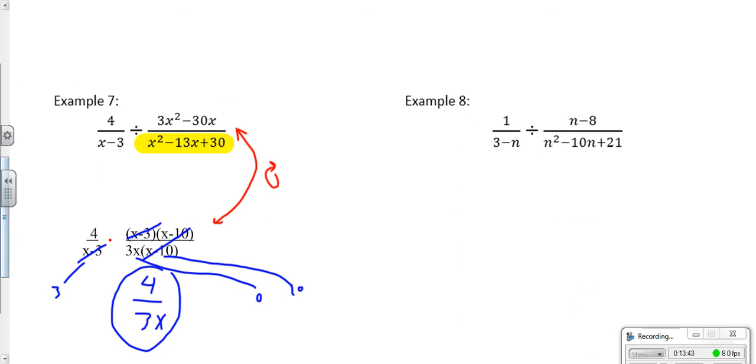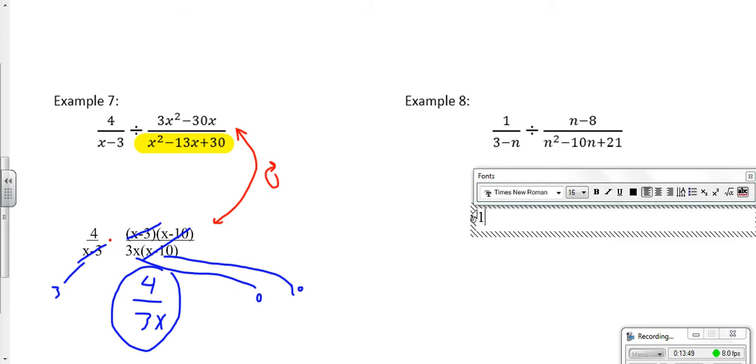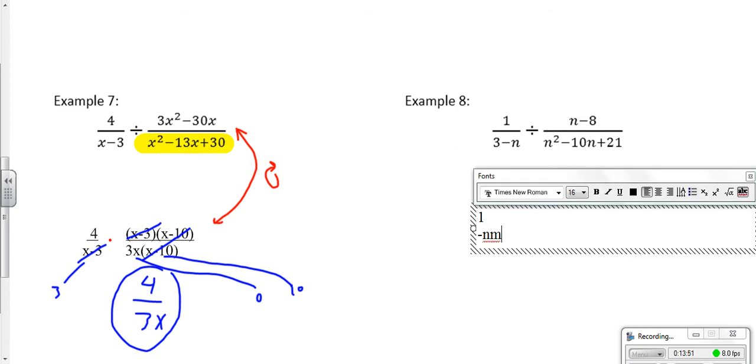Next one, same problem, except I'm going to look at it a little bit differently, so pay attention here. I'm going to say 1, and I'm going to make this a negative n plus 3. So let's actually do this. Let's factor a negative 1 out, which makes it an n minus 3. Okay, so if I were to redistribute that negative 1, I'd get the same thing.